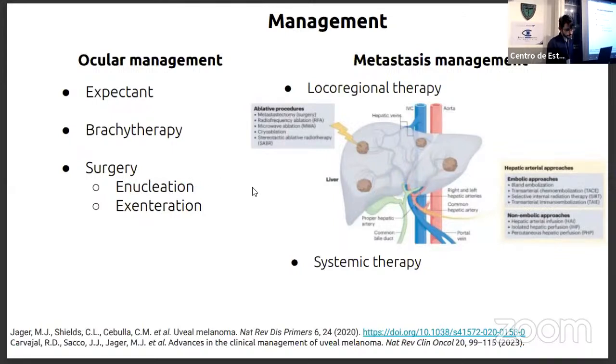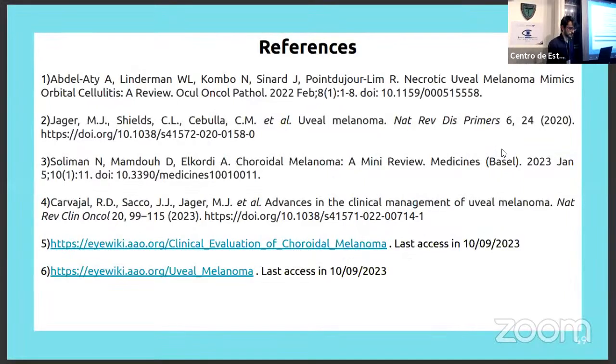And of course, we have the metastasis, the most common ones being to the liver, and we can think about local regional therapy with ablation, arterial embolization, and we can also have systemic therapy with chemotherapy or immunotherapy. But even with these different kinds of approaches, the prognosis of the patients with systemic metastasis is very poor. This is our reference, and thank you so much for the attention. I'm open for questions. Thank you.